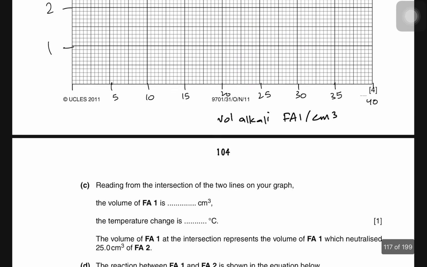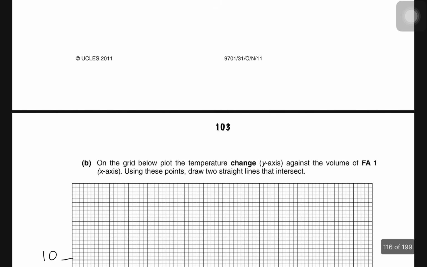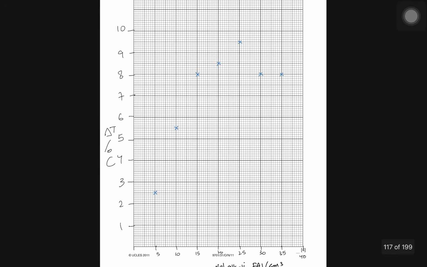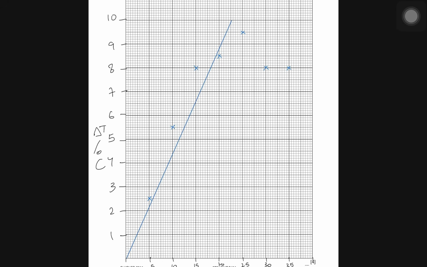Now we have to draw the lines. Make sure it says, using these points, draw two straight lines that intersect. Now when we try to draw the lines, my line should start from the origin, because it means that at 0 volume addition there should be no temperature change. My line should look like this, so that 2 points are on the left hand side and 2 points are clearly on the right hand side. Another line should look something like this.